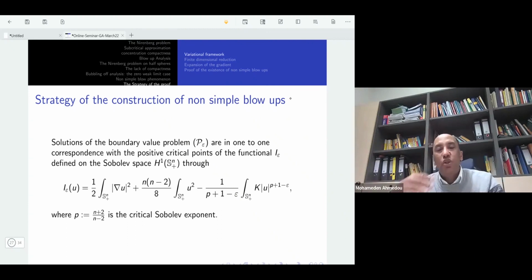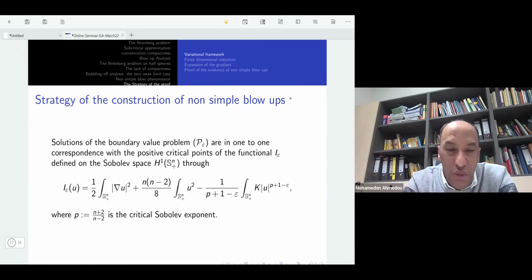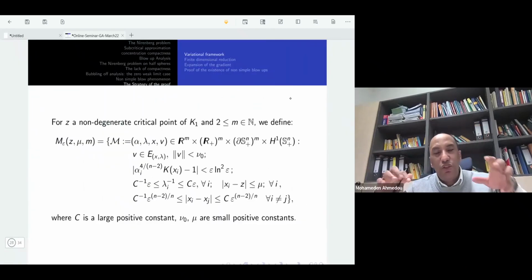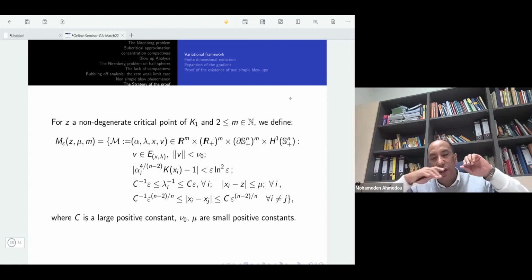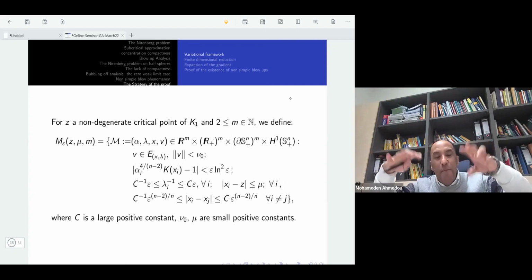So solutions are in one-to-one correspondence to critical points of the Euler-Lagrange functional, which I've written here. And then what you do is first you want to construct, so let me construct only something on the boundary. So you want to construct, let's say, m bubbles concentrated at the same point.